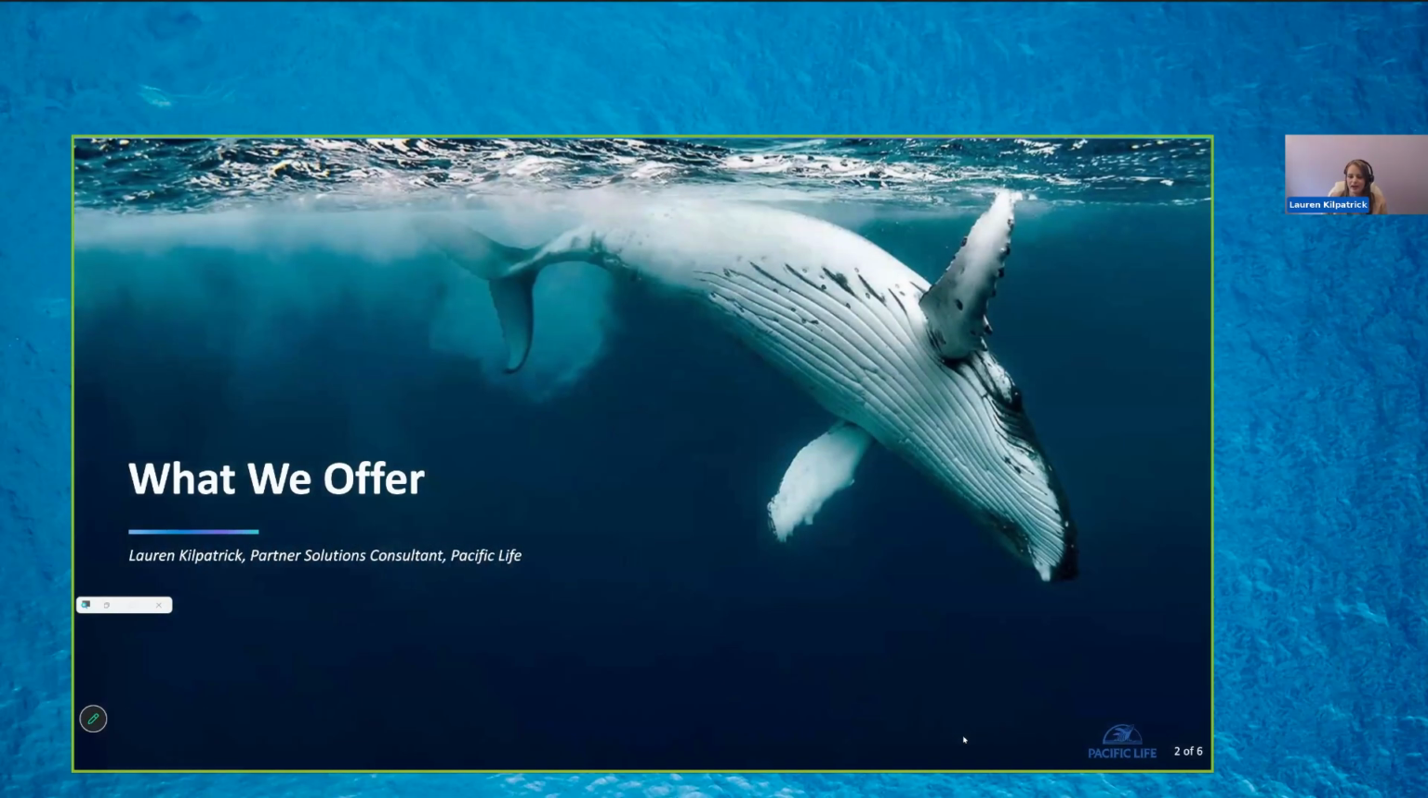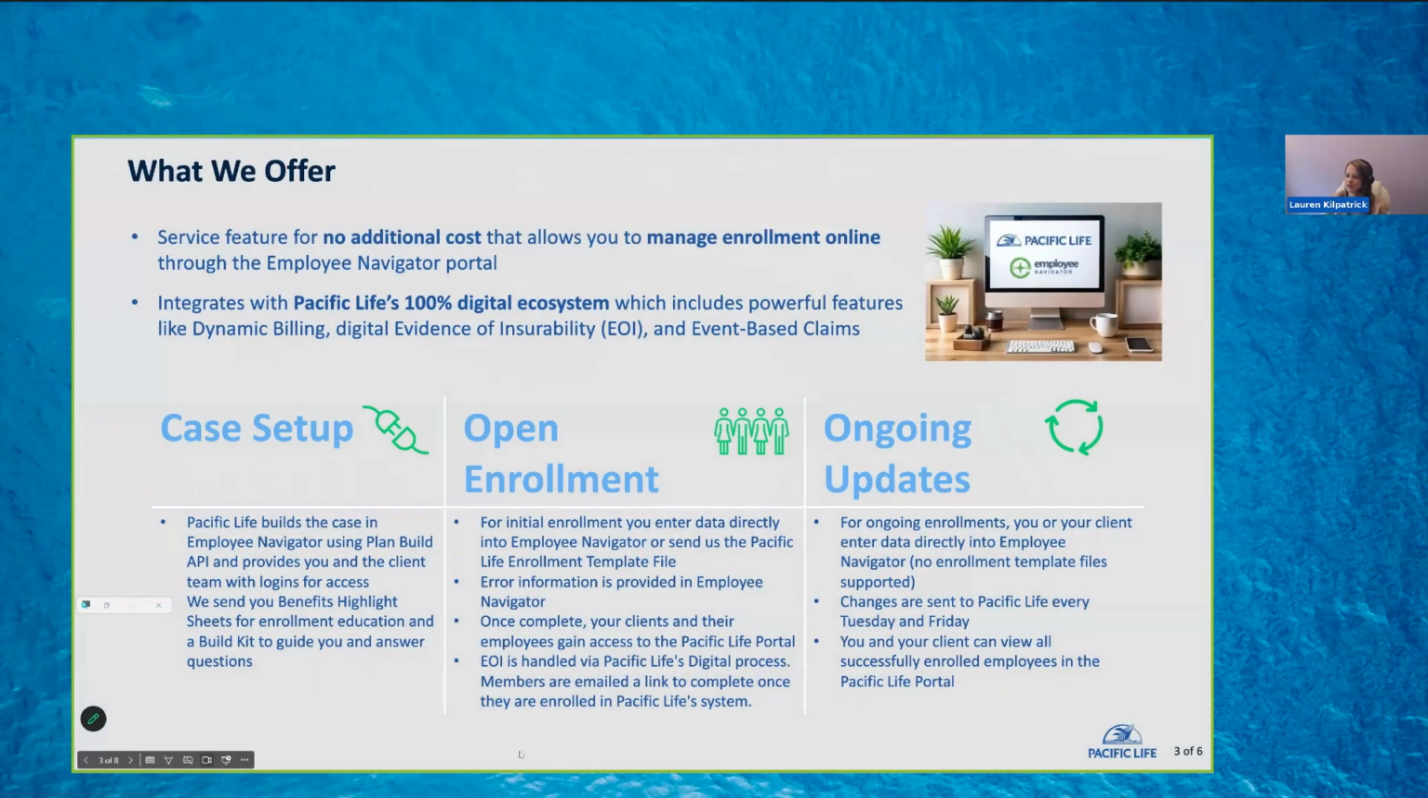We're going to go ahead and dive in talking a little bit about our Enrollment Hub offering and how initial case setup might look. So Enrollment Hub is a service feature for no additional cost from Pacific Life. This allows you to manage your client's enrollment online in a portal, and the portal that we use is Employee Navigator. Once your group is integrated in Navigator with Pacific Life, you're able to leverage our 100% digital ecosystem that also includes some of our features like dynamic billing, digital evidence of insurability, as well as our event-based claims.